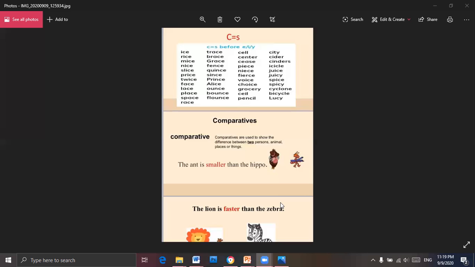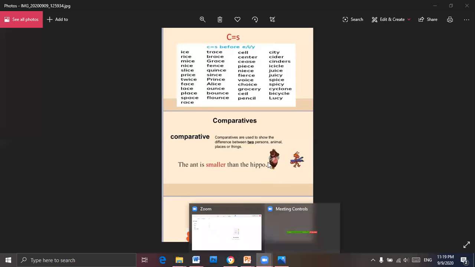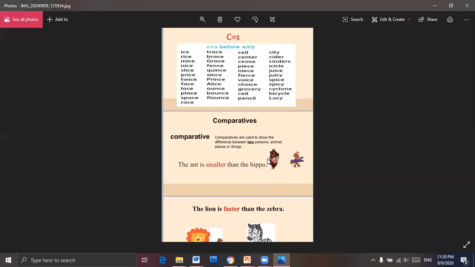Comparative is when there are two things we compare. Compare means we show the difference between two people, two animals, okay? Like here in the first one, we have a hippo and we have an ant. In the first example, we say that the ant is smaller than the hippo. Or the lion is faster than the zebra.